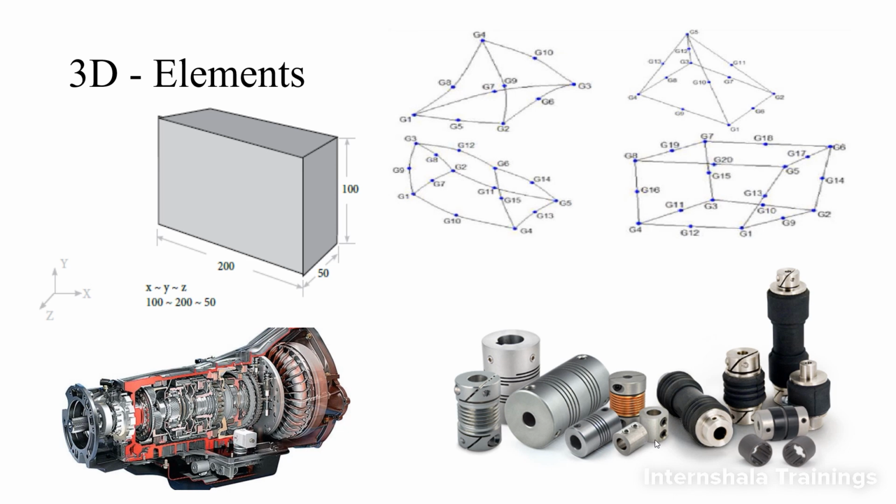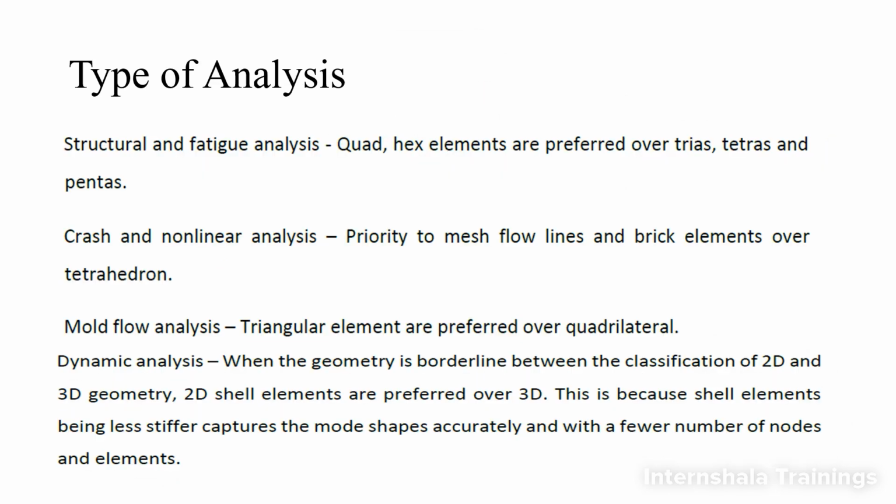So based on the geometry, you need to select what type of elements you are going to use for meshing. And then the next one is the type of analysis. Based on the type of analysis you are doing, you need to select the type of element. For example, for structural and fatigue analysis, in 2D, quad elements are preferred, and in 3D, hexahedral elements are preferred over other types of elements because of the accuracy they give for the solution. If you come to crash and nonlinear analysis, what happens? Priority is given to mesh flow lines and brick elements over tetrahedron elements in order to get accurate results.